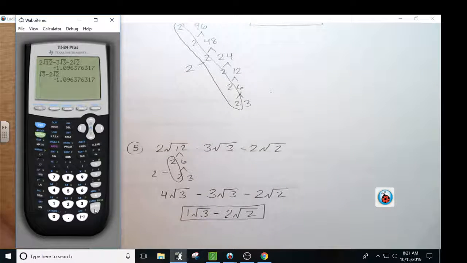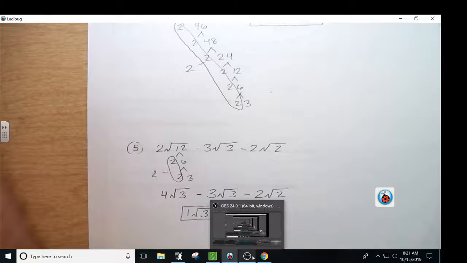Okay? I wouldn't do that on this paper. I would do it on the test. I wouldn't really. I mean, you could practice doing it, but you don't want to.